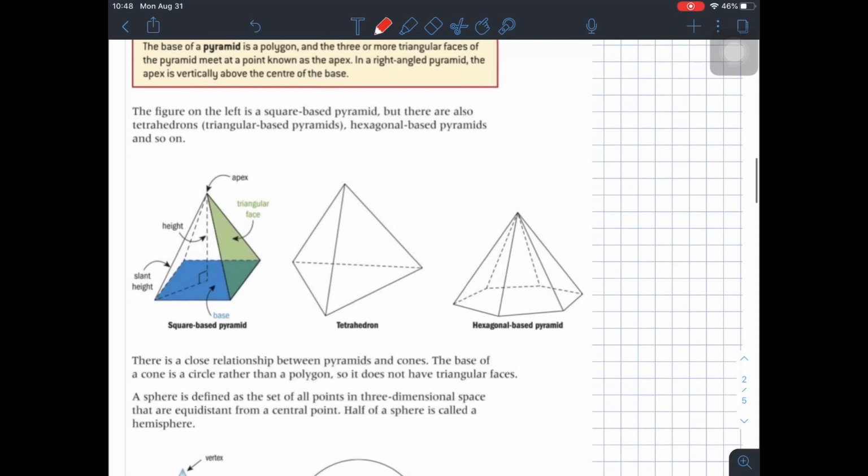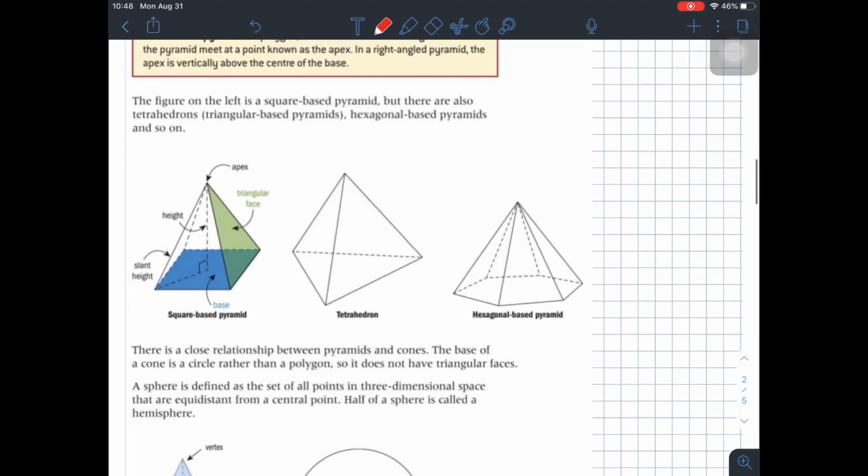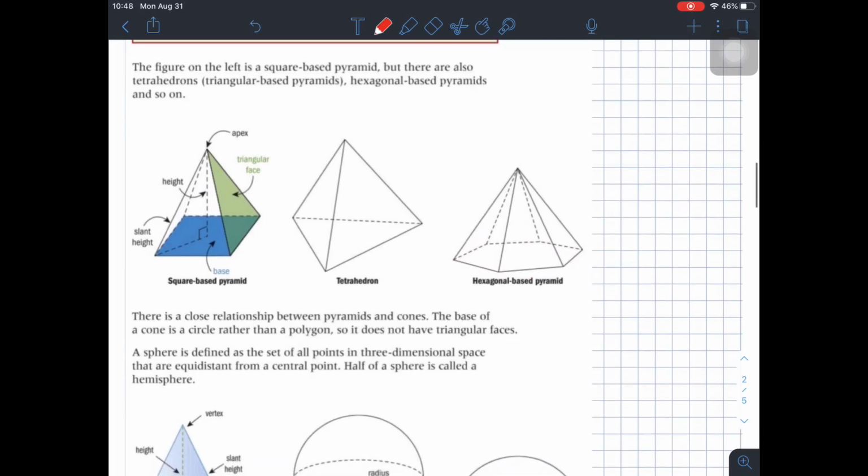It says the figure on the left is a square-based pyramid, but there are also tetrahedrons, which is this case. What does this mean? It means that it is a triangular-based pyramid, and hexagonal-based pyramids, and so on. So we have different pyramids depending on the base, basically, on the number of sides of the base.